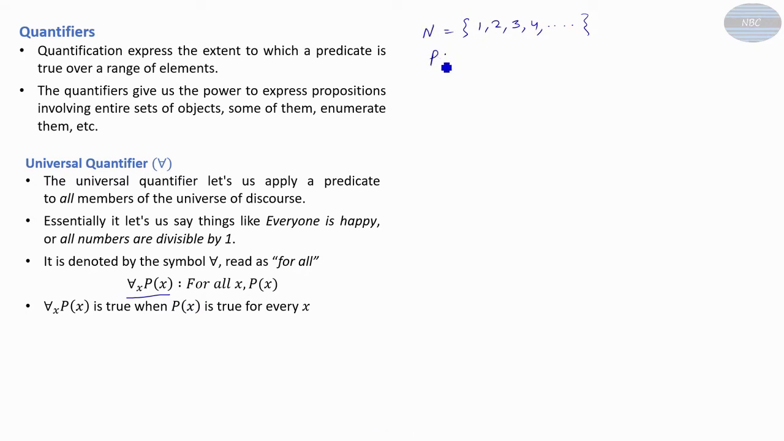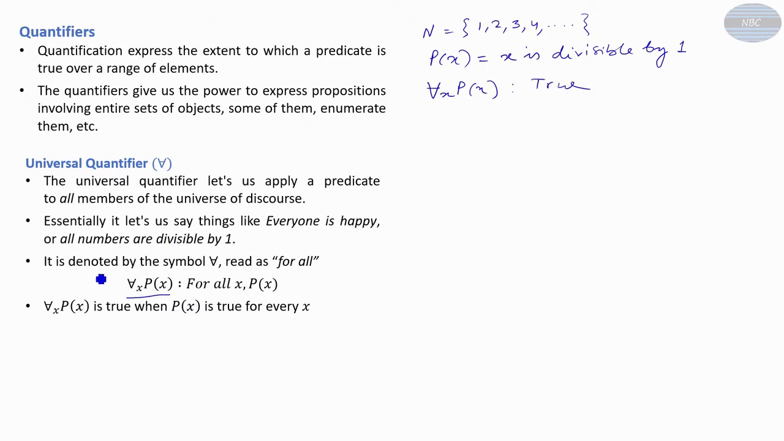Okay, let's suppose the predicate P(x) is x is divisible by 1. Okay, and for this predicate we have a universe of discourse N. We apply this particular predicate in this universe of discourse or the domain, that is the set N. Okay, then if we say for all x P(x), we know that every number is divisible by 1, so this will be true.